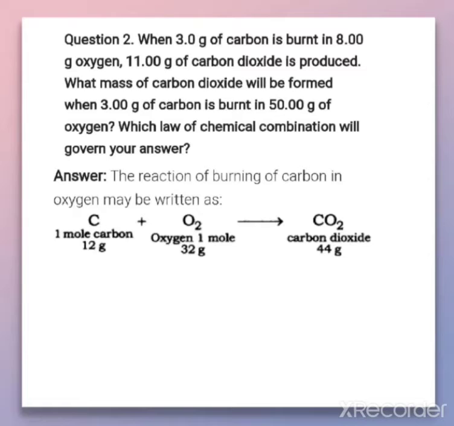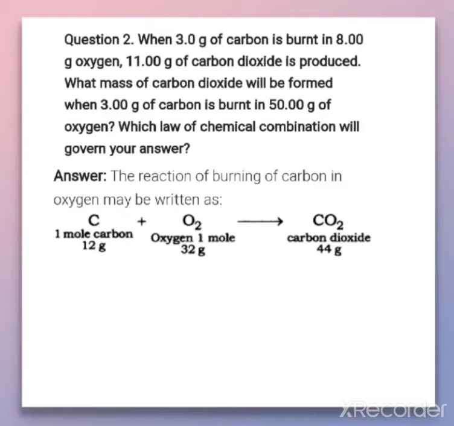So what is given here? Here is the reaction between carbon and oxygen which gives rise to carbon dioxide. So we need to write an equation: C, carbon, plus O2, oxygen, gives rise to CO2, carbon dioxide. So carbon plus oxygen gives rise to carbon dioxide. We will be writing the equation here.